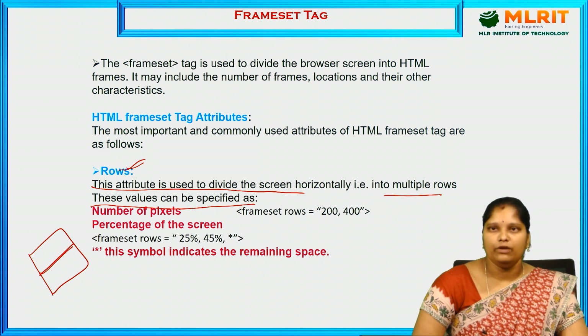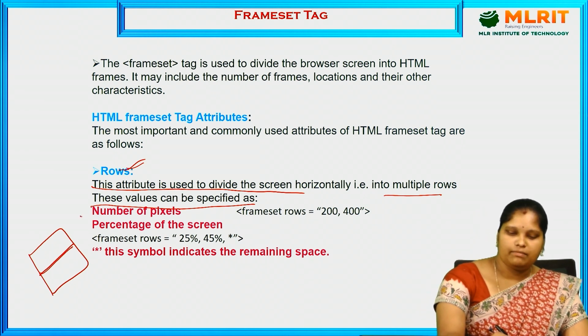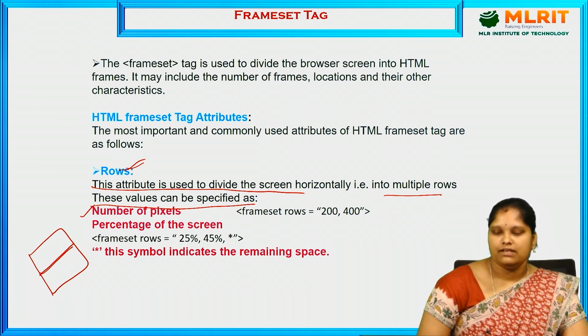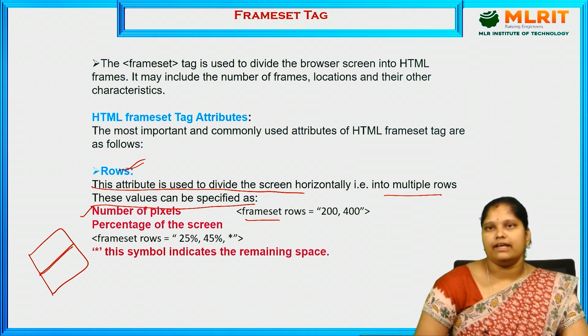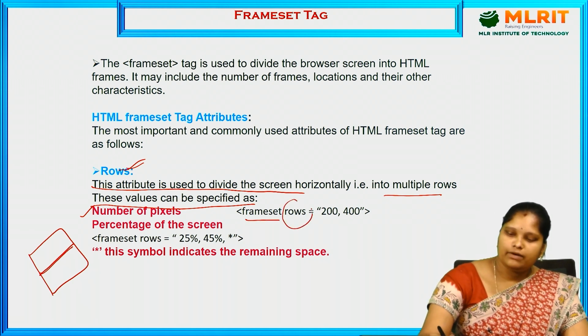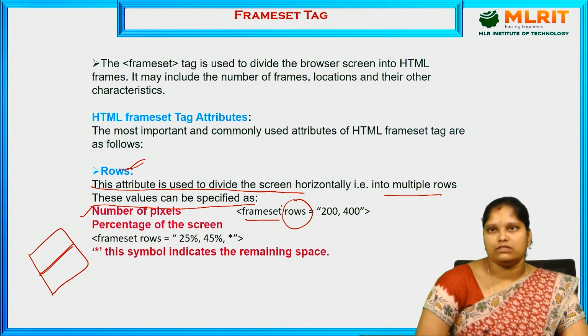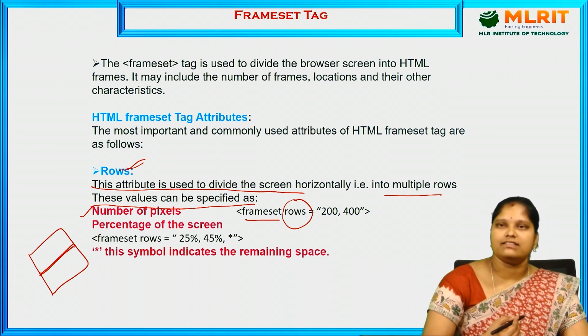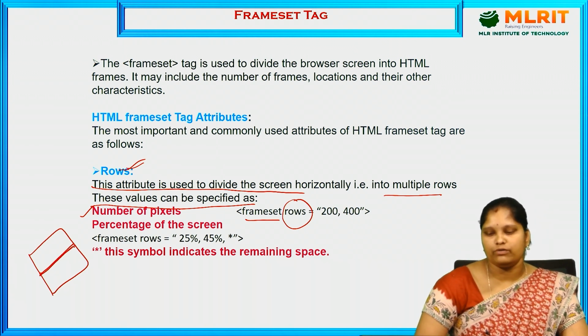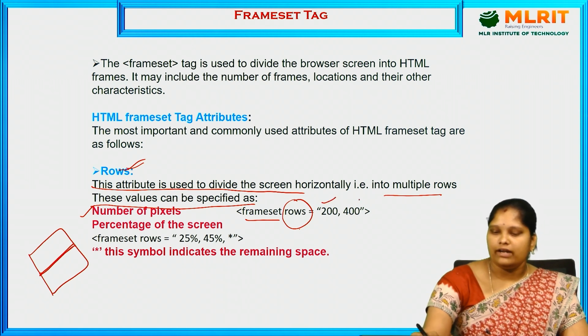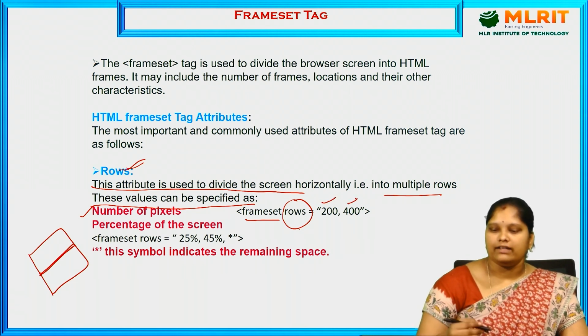How can we use it? The rows value is measured as a number of pixels. Here the frameset tag is there, and I want to divide the web browser screen into rows, horizontally. That's why we need to use the rows attribute. And here 200 and 400 are both pixel values.